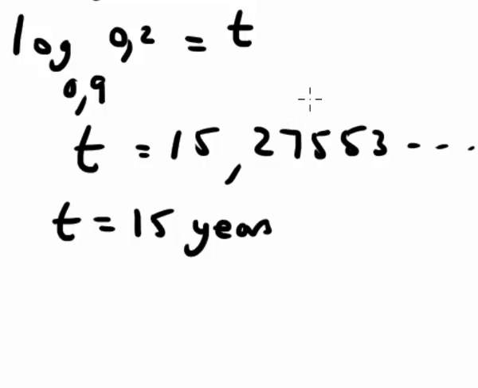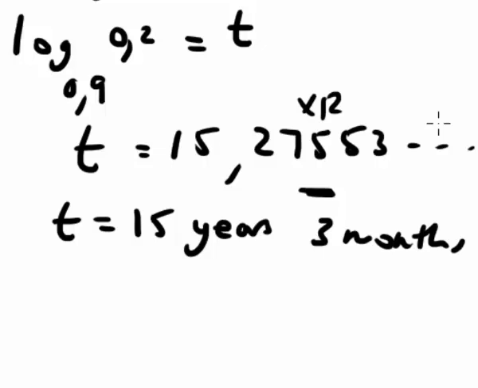And if you take this decimal, 0.27533 going on, and multiply by 12, use the one in your calculator, it will come to about 3 months to be exact. Okay, so it's just over the 15-year period that the population will drop to 200.